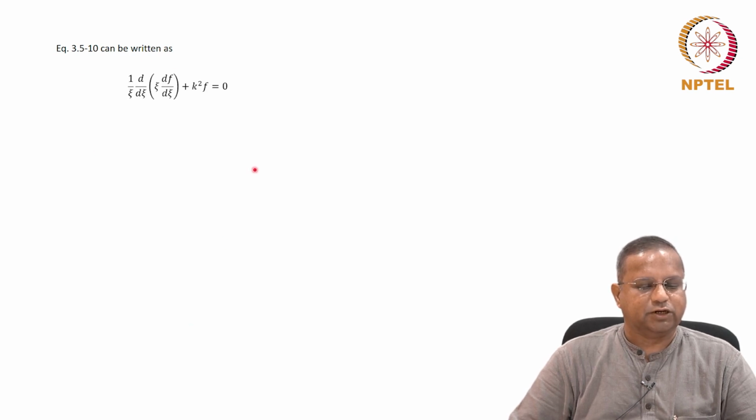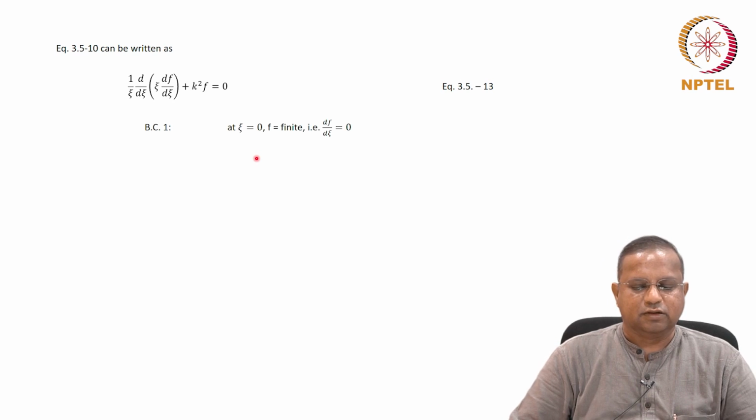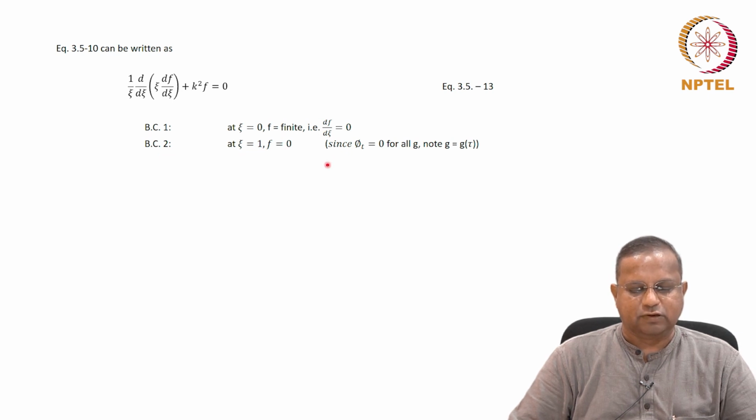Equation 3.5-10 can be written as (1/ξ) d/dξ (ξ df/dξ) plus k squared f equals 0. That's the other side. And the boundary condition 1, at ξ equals 0, f equals finite, therefore df/dξ equals 0. And at boundary condition 2, at ξ equals 1, f equals 0, since φ̃ equals 0 for all g, since g is a function of τ alone.